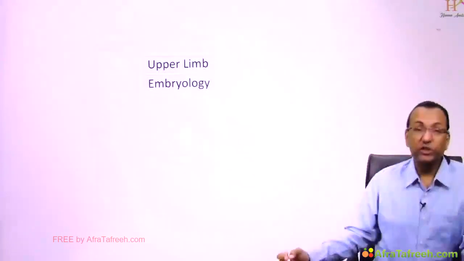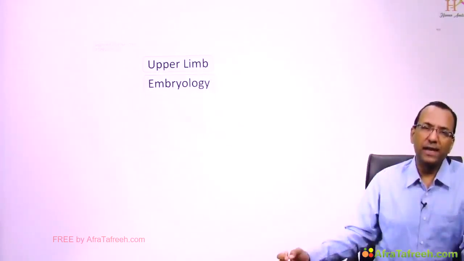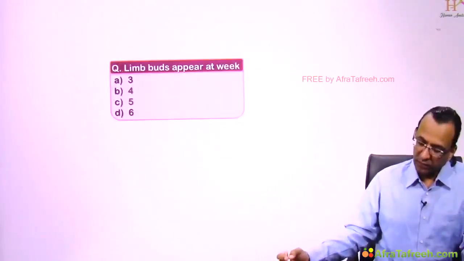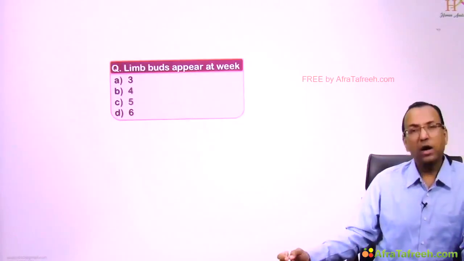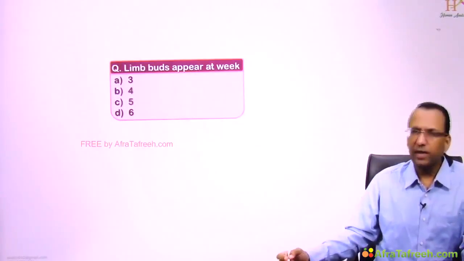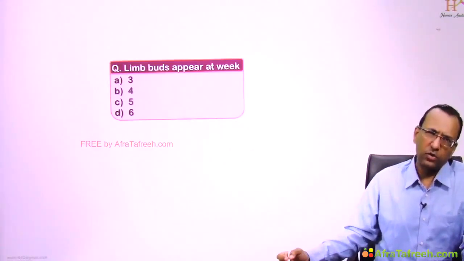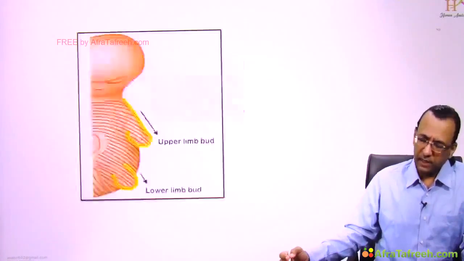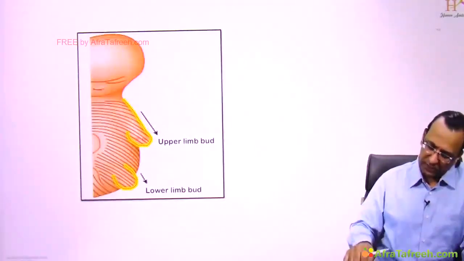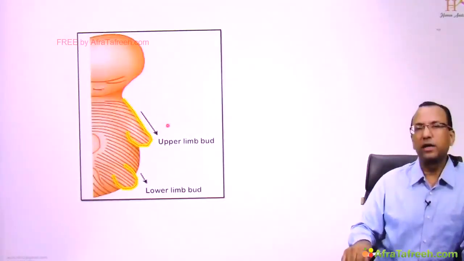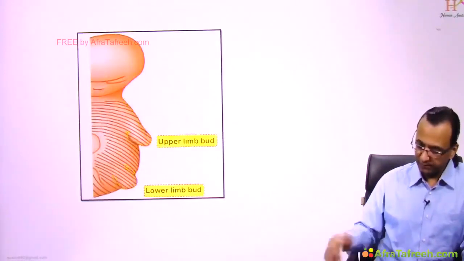There are some questions asking us about the limb buds. One of the questions is asking when they are appearing. Now the question is not mentioning whether it is upper limb or lower limb, so we have to assume that it is upper limb. Why? Because it is understood that upper limb bud appear earlier as compared with lower limb.